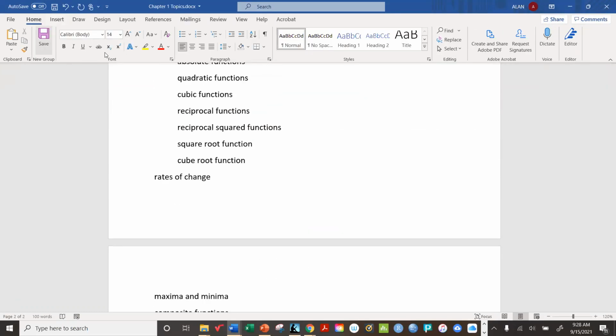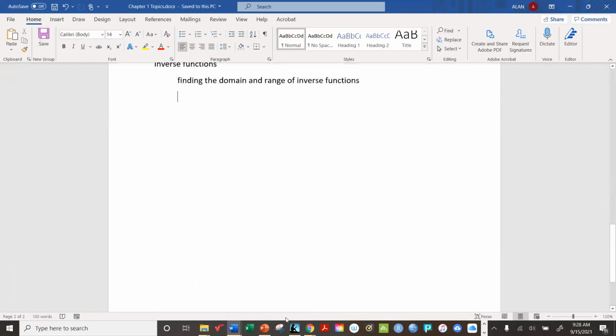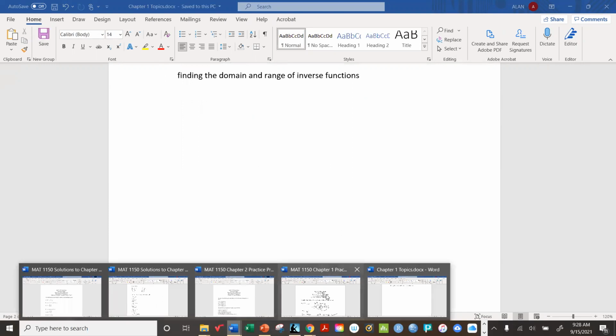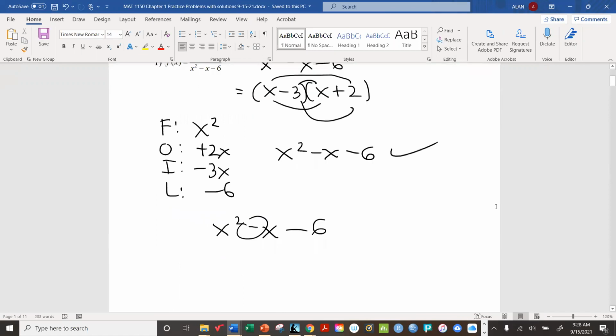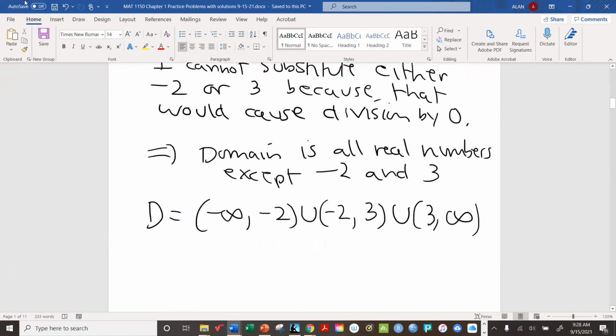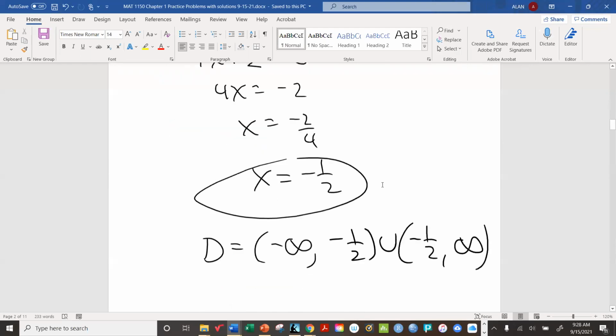Okay. All right. Now, so this chapter 1 problem set number 2 is done. So I'm going to save it again, and I'll post it, of course. And then we had a third one.